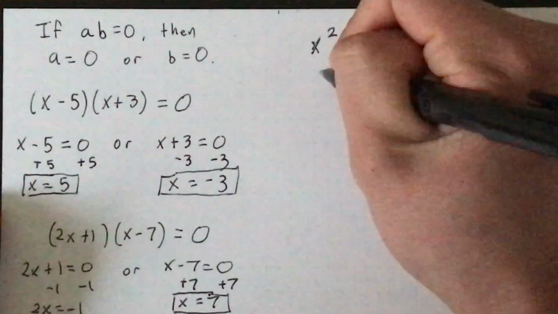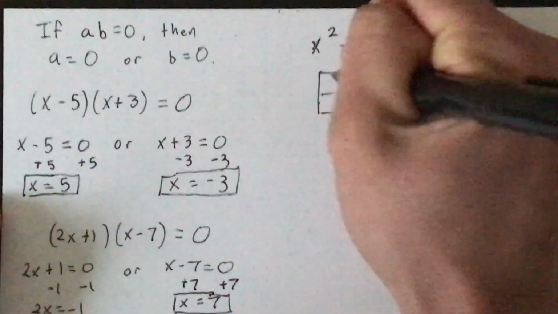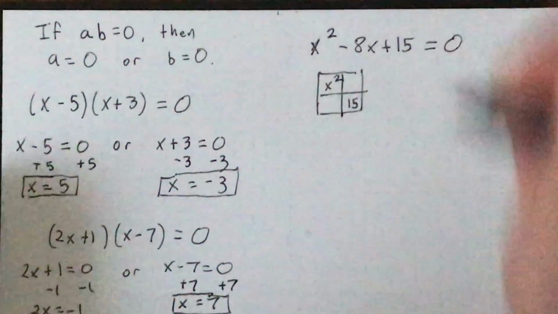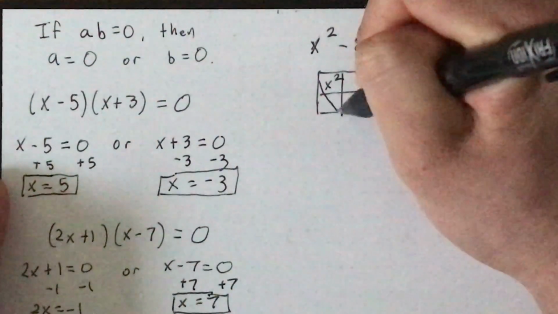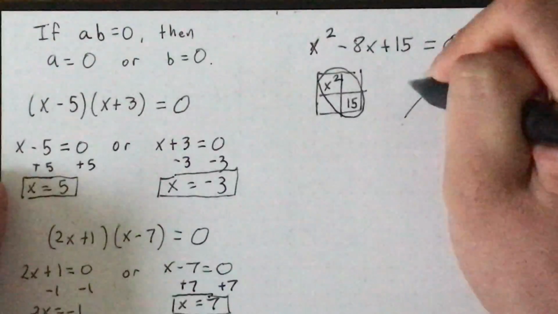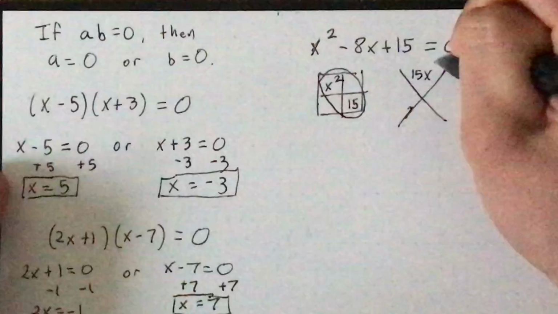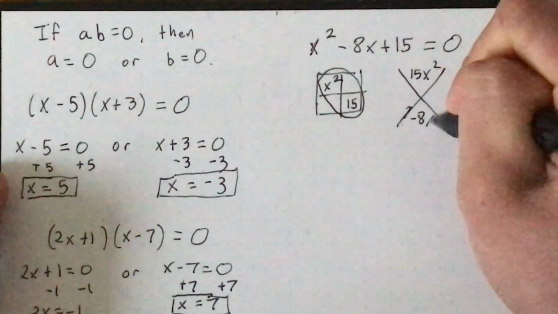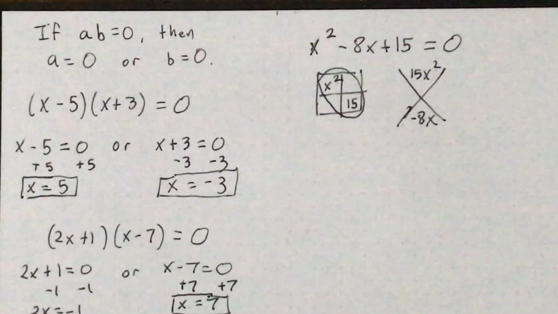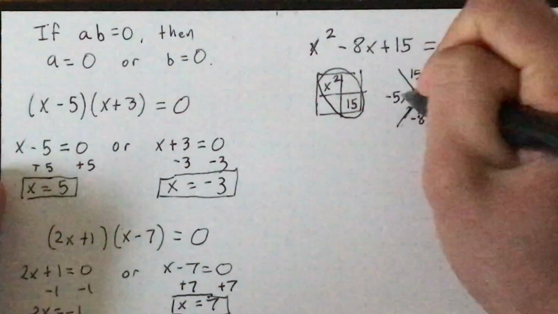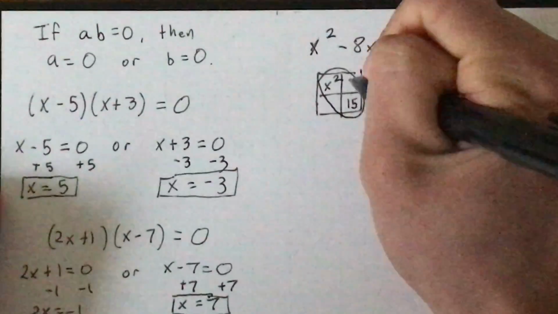By factoring. So using the X box method, we put x squared here, we put 15 there. Let's multiply it, and then we make the X. On top, this is 15x squared. On bottom, that's negative 8x. Pause the video. What two numbers multiply to 15 and add to negative 8? That's negative 5x and negative 3x. And then we fill those in the boxes.